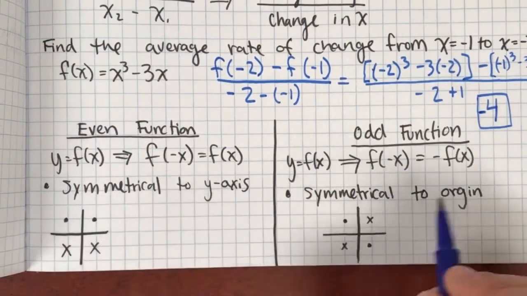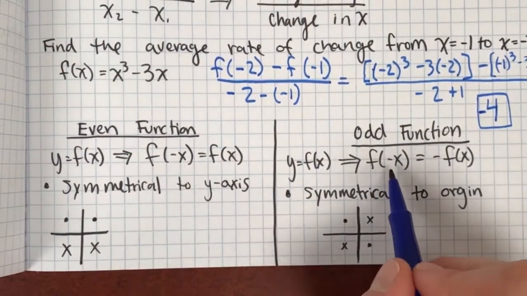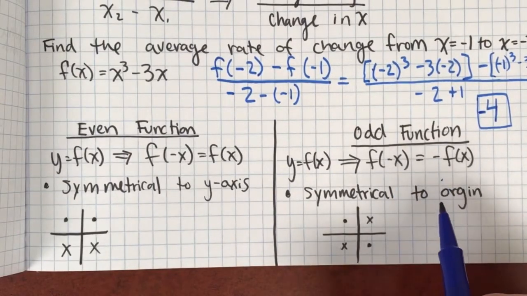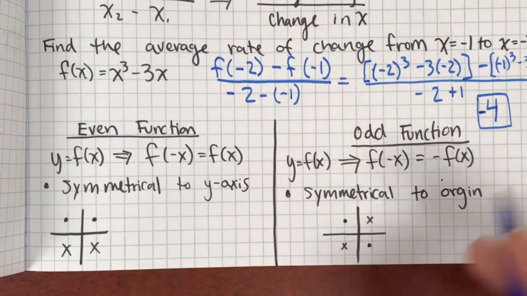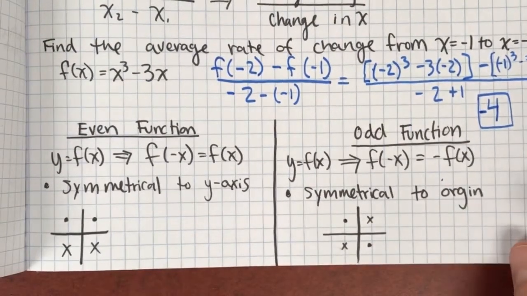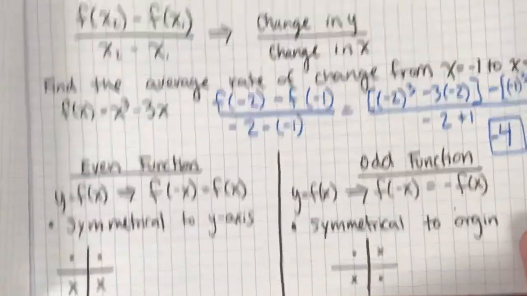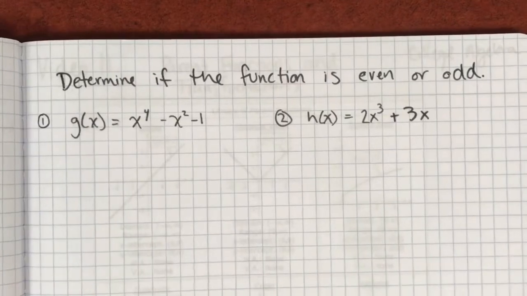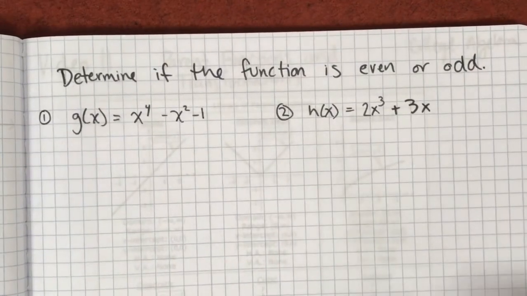Okay. With our odd functions, if I plug in a -x, it's actually going to change my entire function negative. So it's going to flip all of my signs. And this is symmetrical to the origin. So they flip over that origin. We've got two examples determining whether or not the function is even or odd.